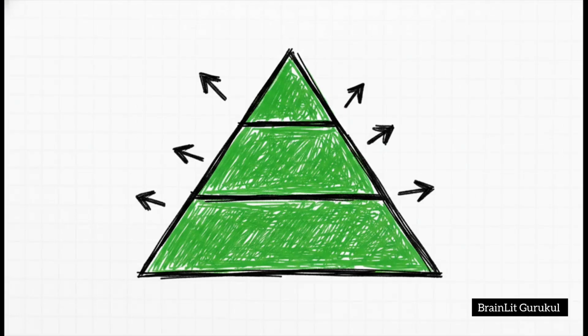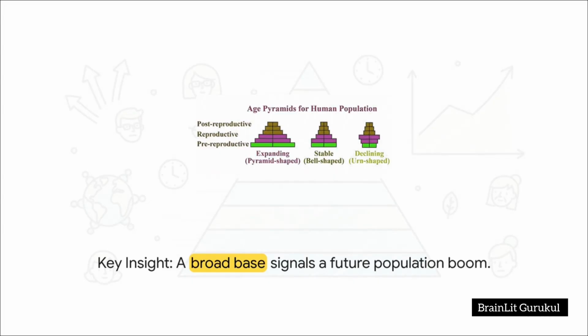Okay, first up, we have the expanding pyramid. This one tells a really clear story of growth. The absolute key thing to look at here is the base. See how wide it is at the bottom? That wide base means there's a huge proportion of young, pre-reproductive individuals. And what happens when they all grow up? Well, this massive group is going to enter their reproductive years pretty soon, and that's going to create a population boom. The shape itself is practically shouting rapid growth ahead.